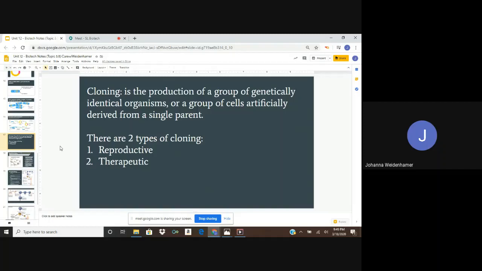is. Cloning is the production of a group of genetically identical organisms, or a group of cells artificially derived from a single parent. Today we're going to be talking about specifically two types of cloning. The first one, reproductive cloning, and the second one, therapeutic cloning. We are first going to take a look at reproductive cloning. So let's jump on in.